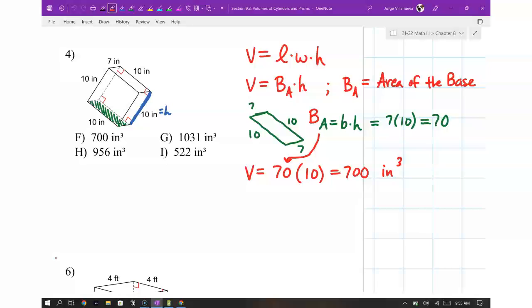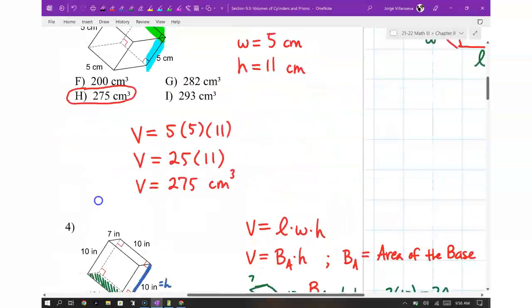Okay, now let me just multiply the base area times the height. And you guys said the height was 10. So 10 times 70, that's what we have at the very bottom. V equals 70 times 10. That's 700 inches cubed. Okay, if we look back at the second question, which by the way, this would be an answer of F right here, okay?